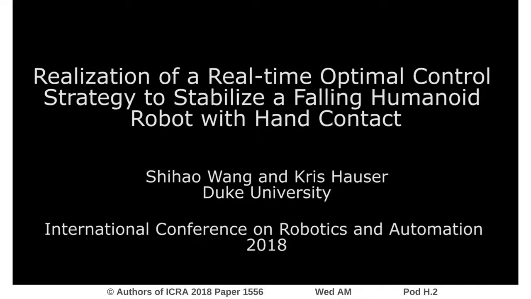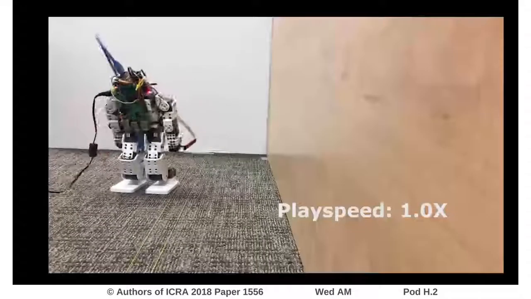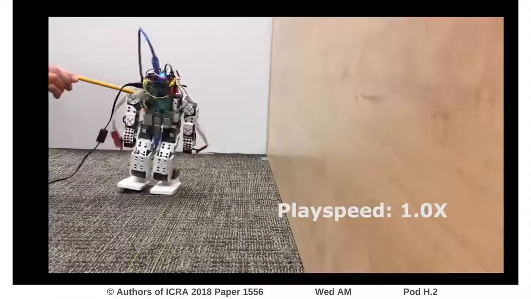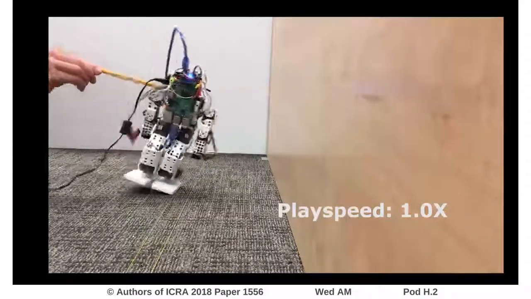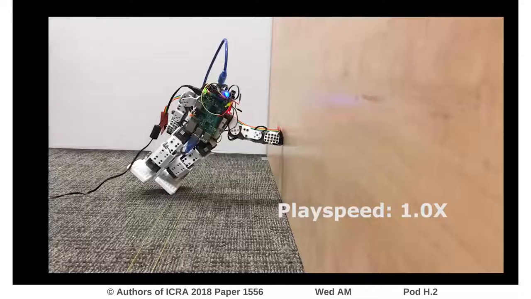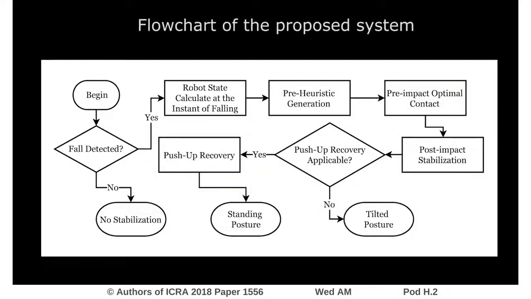This paper presents a real-time falling robot stabilization system for a humanoid robot, in which the robot can prevent falling using hand contact with walls and other nearby surfaces. The following video shows that our system uses environmental obstacle geometry to determine a point of contact to stabilize itself from falling. The flowchart of the proposed system is as follows.